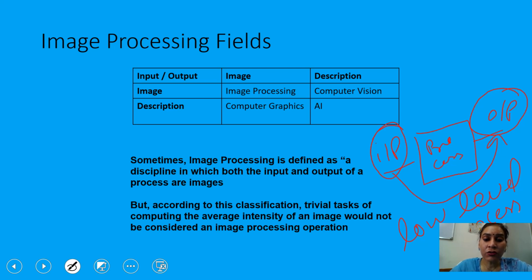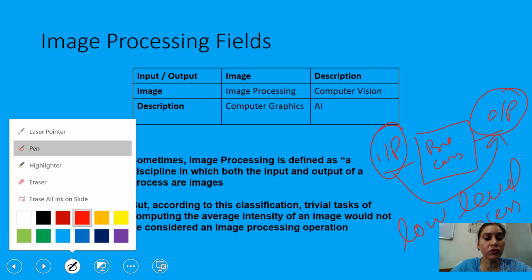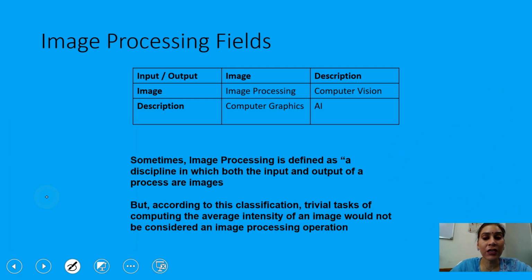But according to this classification, the trivial task of computing the average intensity of an image would not be considered an image processing operation. Means that when we want to do the processes on the image, we have to go through either computer vision or image processing or image analysis. But in this curriculum we are discussing the image processing task.